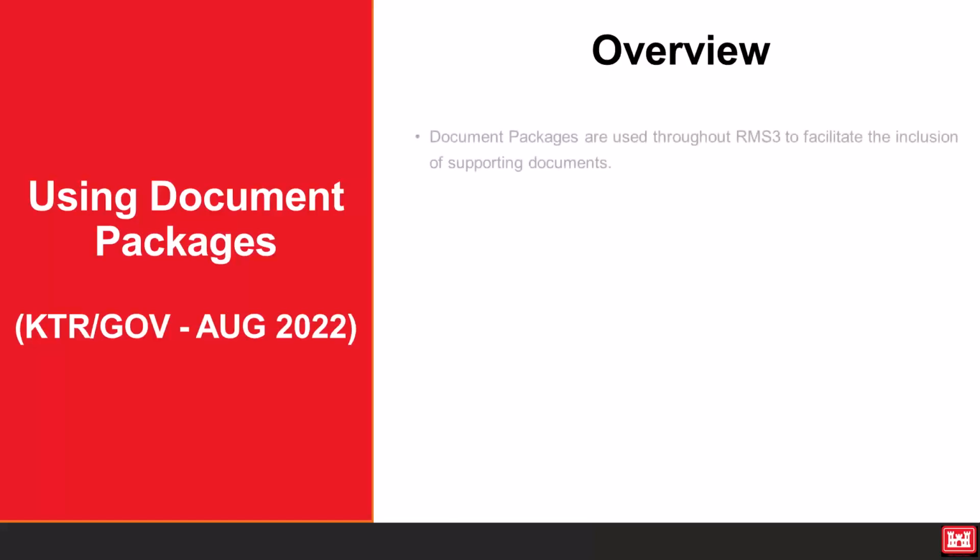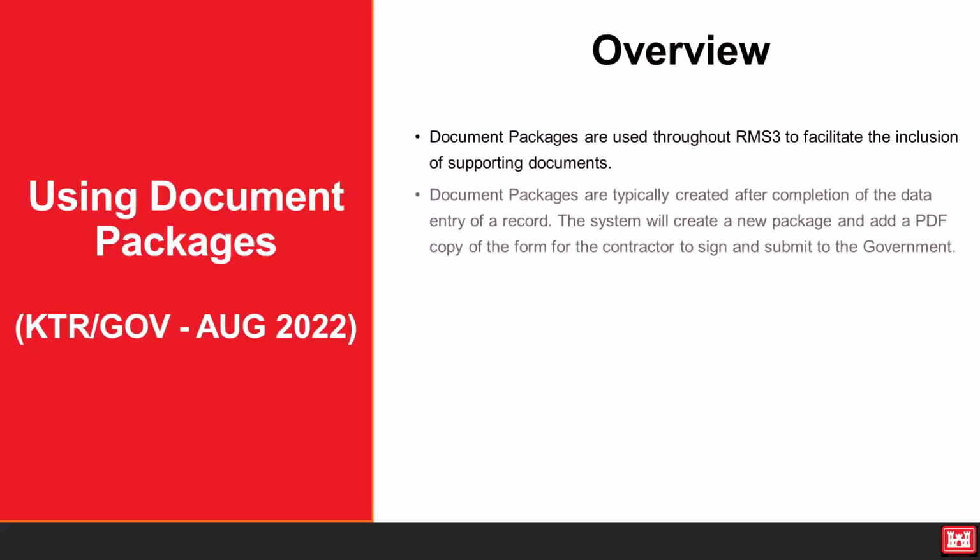Now let's get started. Document packages are used throughout RMS 3 to facilitate the inclusion of supporting documents. Document packages are typically created after completion of the data entry of a record. The system will create a new package and add a PDF copy of the form for the contractor to sign and submit to the government.